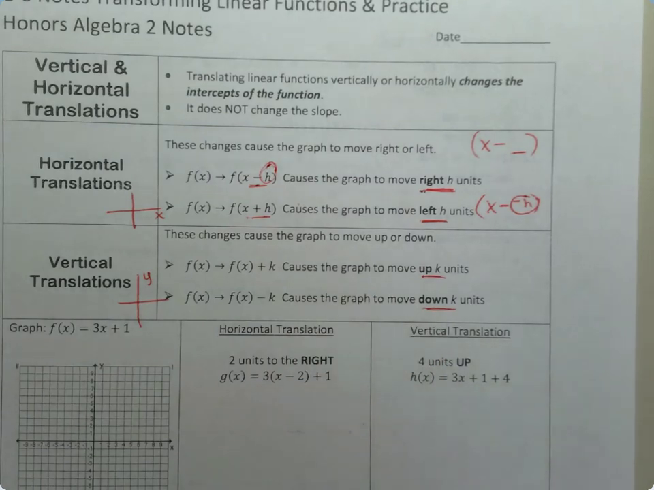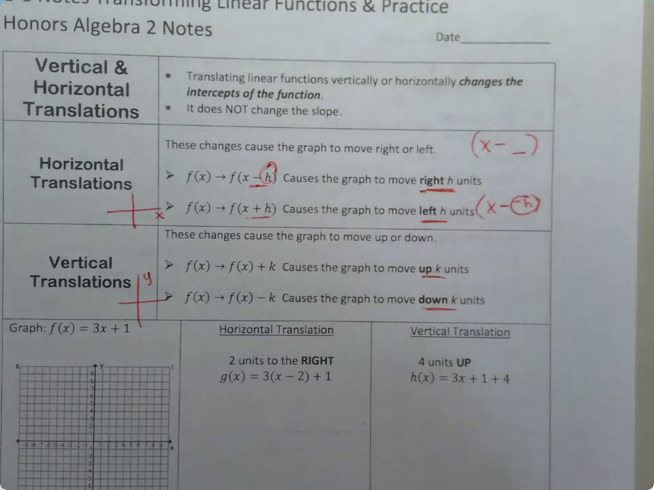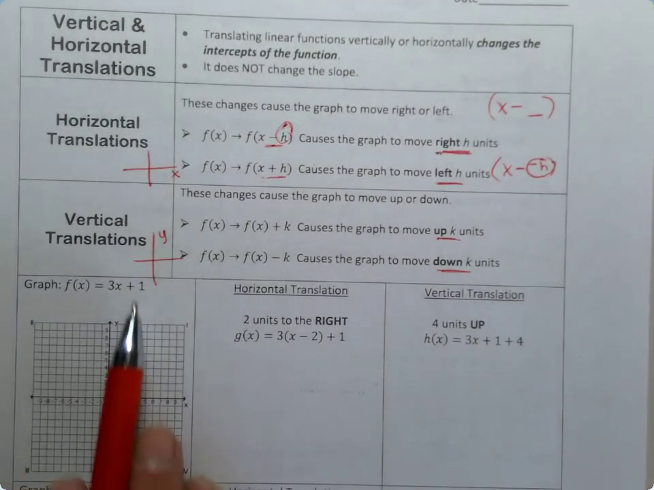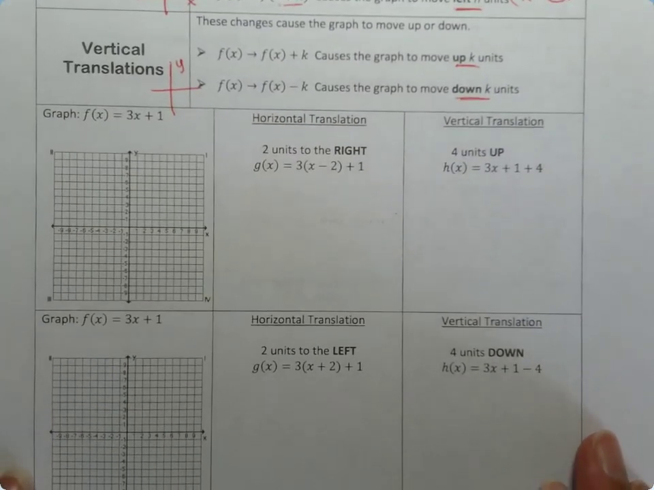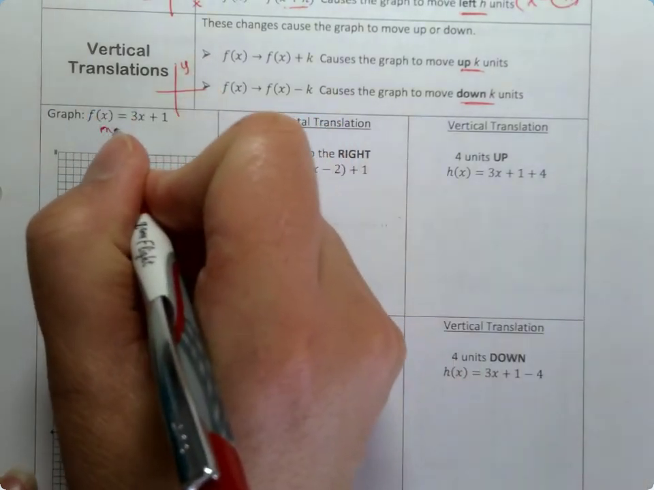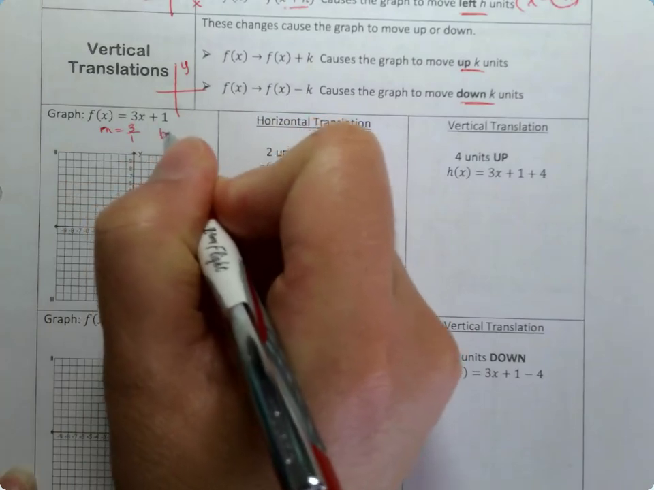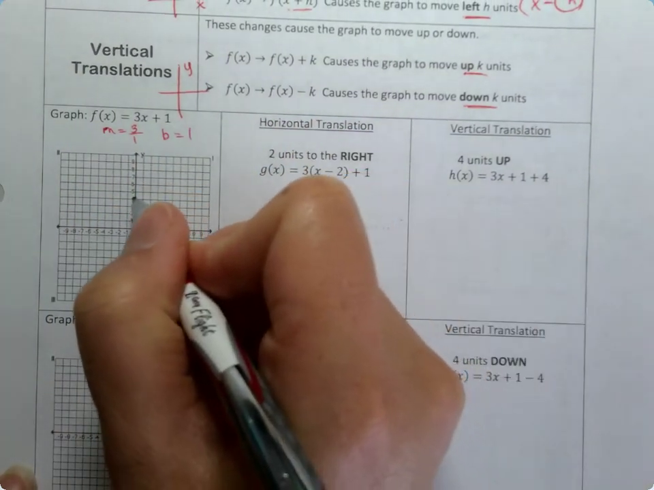Now, if you think about this, it's going to move sometimes up, down, and left or right, or sometimes one way or the other. So look at this original graph. The original graph is f of x equals 3x plus 1. So let's graph that. Let's just use our slope and our y-intercept. So slope is 3 over 1. Y-intercept is 1. Plot that on the y-axis. Rise 3, run 1.